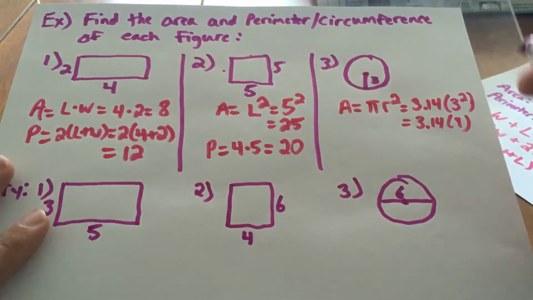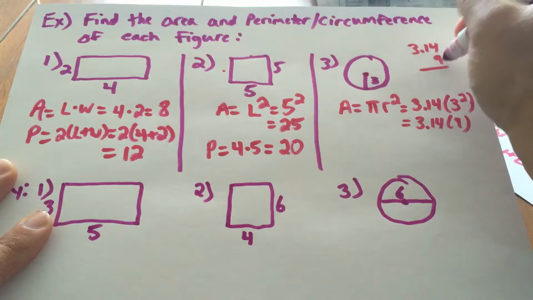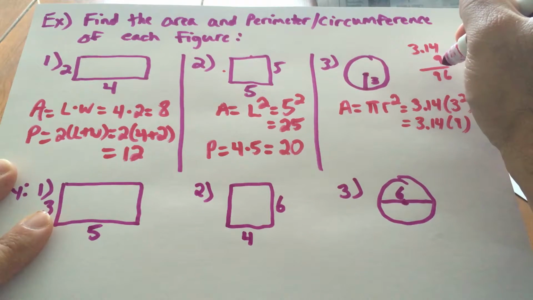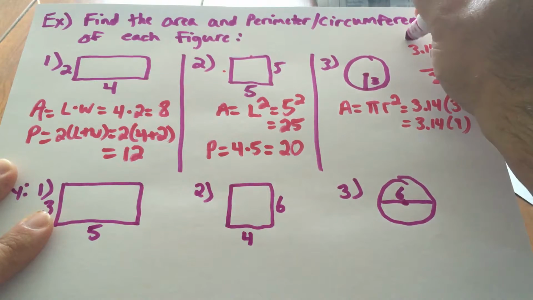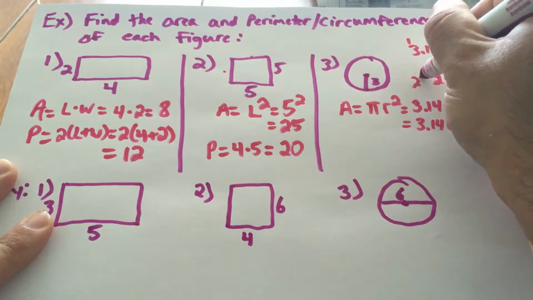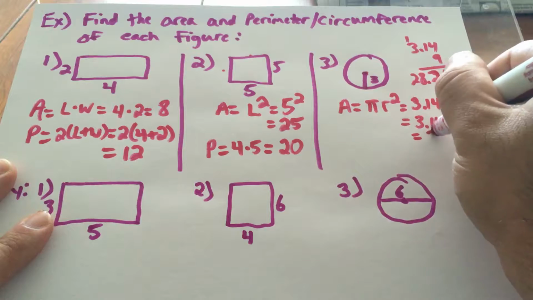And then you do 3.14 times 9. We'll do that the long way since I don't have a calculator. 4 times 9 is 36. 9 times 1 is 9, plus 3 is 12. And then 3 times 9 is 27, plus 1 would be 28. So your area here is going to be 28.26.